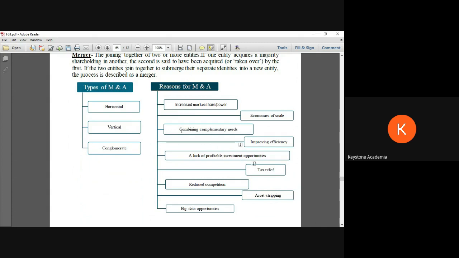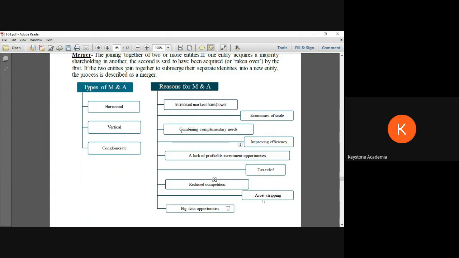Imagine one company was making a loss and you acquired it, so the overall tax will go down. This is also one of the reasons why people want to acquire another company, just to reduce their taxes. Reduce competition: now your immediate competitor is your own team. You have become one. Even this can help in vertical also, horizontal also. Asset stripping: let's say they have a lot of warehouses, maybe intangible assets as well, some licenses and patents, that can also help.